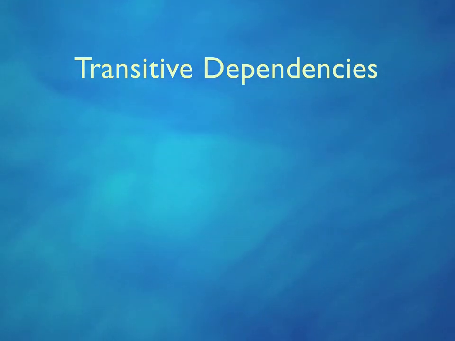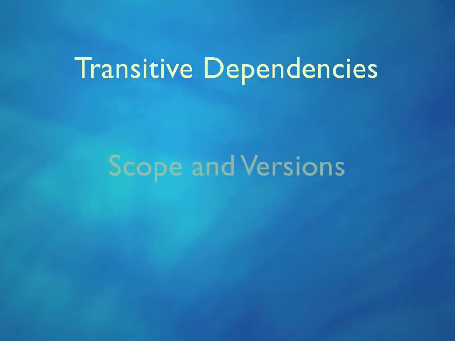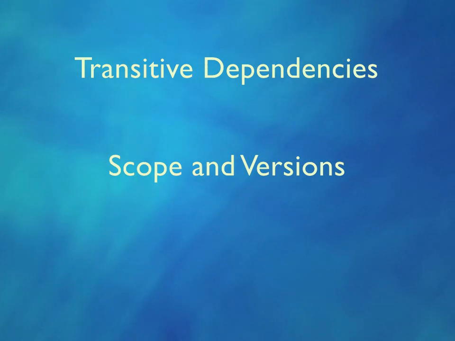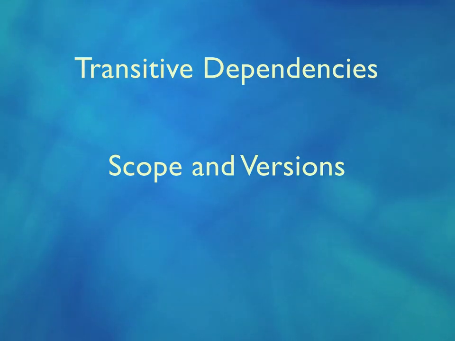I talked a bit about scope and versions. You now know about the test, compile, and provided scopes. And you can play around with version numbers depending on whether your QA people are happy for you to do that. Many projects use fixed versions.